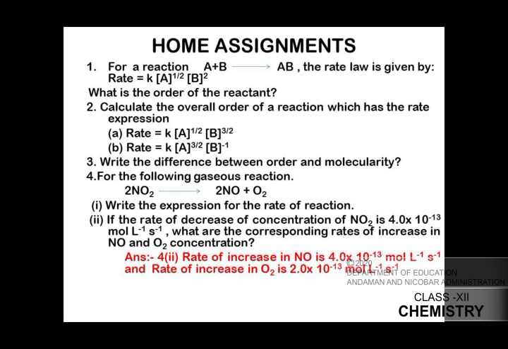In the fourth question, you are provided with a gaseous reaction, in which nitrogen dioxide reacts to give nitrogen oxide plus oxygen. For this reaction you have to write the rate equation, and a numerical is given in this part: if the rate of decrease of the concentration of NO2 is 4.0 × 10^-13 mole per liter per second, then what are the corresponding rates of increase in NO and O2 concentration? The answer is given to you. So students, try to solve these problems and write them in your notebook.